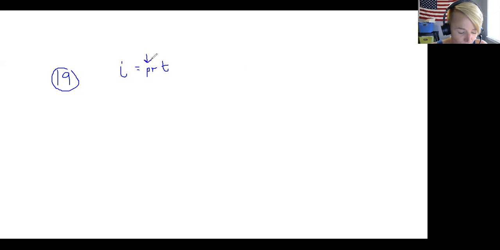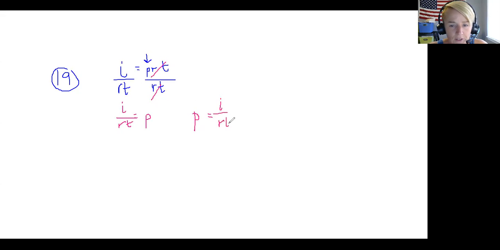So I'm trying to solve the formula for P. The first thing I should do is manipulate my variables around to make it say P equals something. And then I can put in all the stuff that it's giving me in number 19. Right now it says P times R times T, so I'm just going to divide off R and T. My R and T cancel, my R and T cancel. That leaves P equals I over RT. Now you can throw in all of the information, okay?